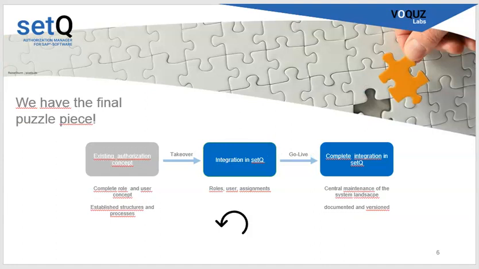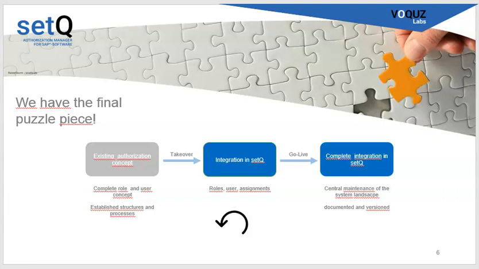The second option is to use the existing authorization concept that you've already built in your organization. This is where we will complete the role and the user concept. We'll establish structures and processes. So we're going to take over the existing roles and integrate these into setQ. We establish the relevant structures and processes using the role manager, and we then take over the roles, users, and assignments into the role manager solution. Once this step is completed, your organization will have its existing authorization concept running in a centralized SAP authorization solution of setQ, which is well documented and versioned, ensuring accuracy, transparency, and auditability.